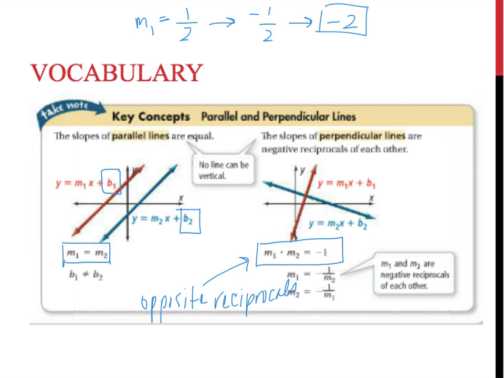Let's say I have a different slope. Let's say I have a slope of negative 3/5. The opposite would be positive 3/5, and the reciprocal would be 5/3. So this would be my new slope. Okay, but we'll practice that in our upcoming example.